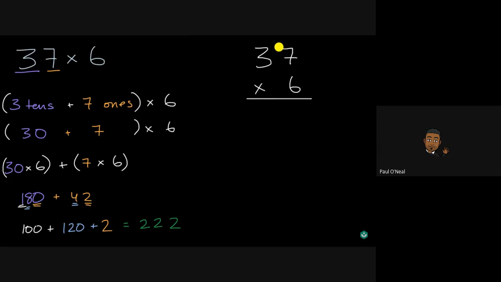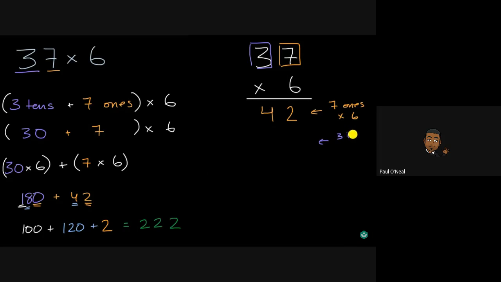Let's do the ones first. If I do the 7 ones times 6, that's going to be 42, 4 tens plus 2 ones. How did I get that? That is 7 ones times 6, or 7 sixes. That's how I got this number here. And then we could multiply our 3 tens times the 6, which we did over here.